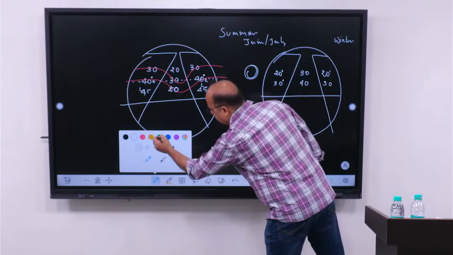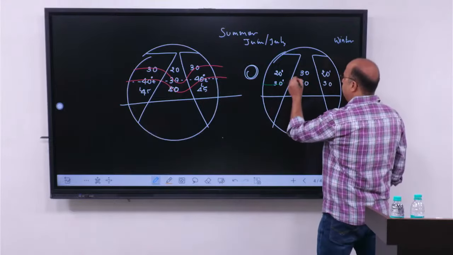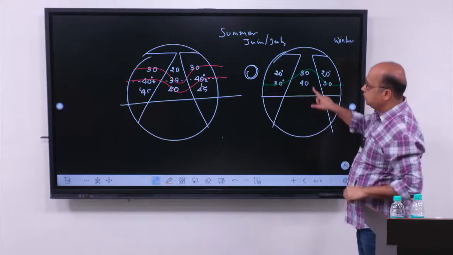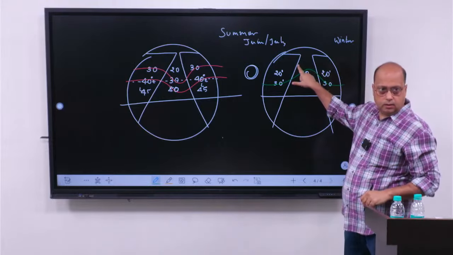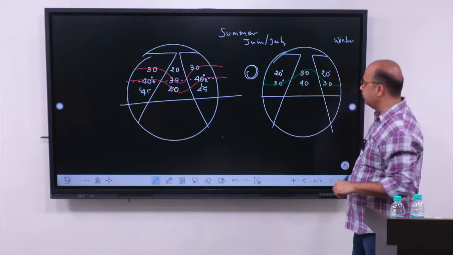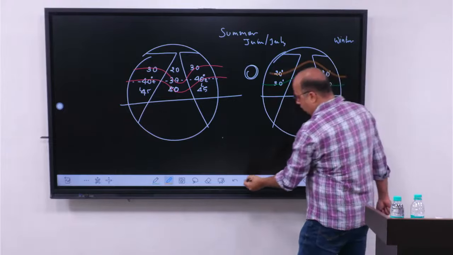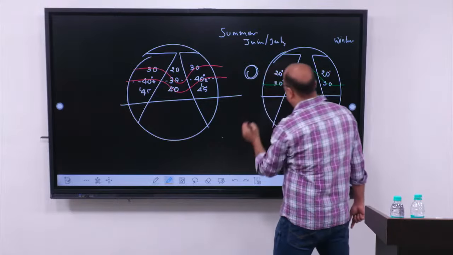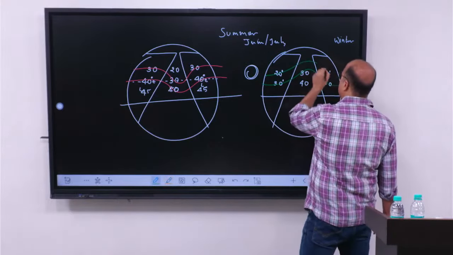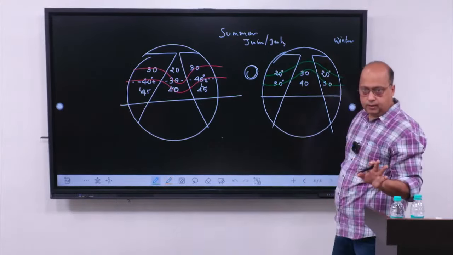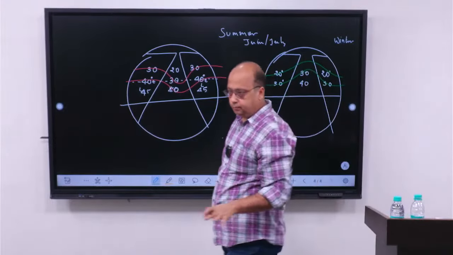So in winters, what is the nature of the isotherms? It bends towards poles. It is bending towards poles. So let us draw. Draw it quickly and write about isotherms. I have given notes on isotherms to you. Lecture notes are there with you, na?